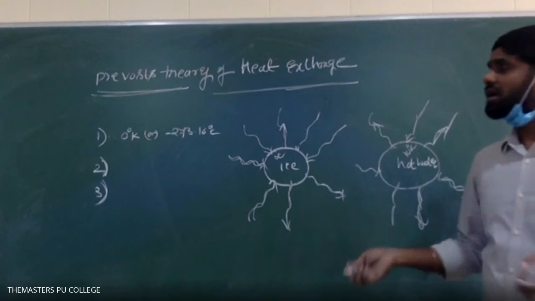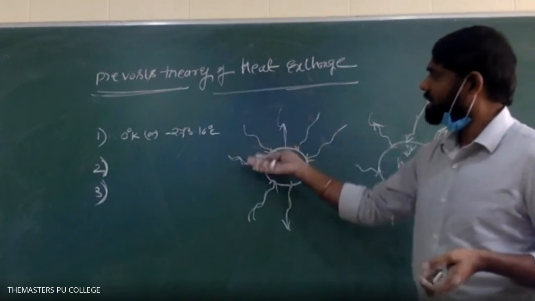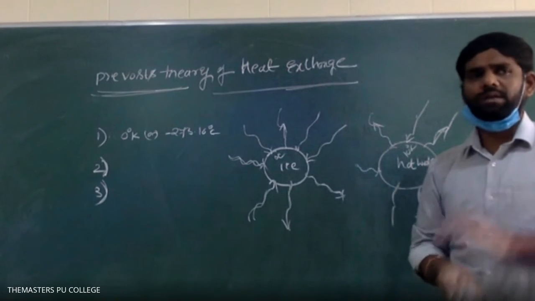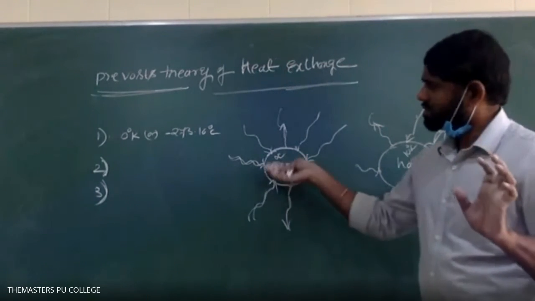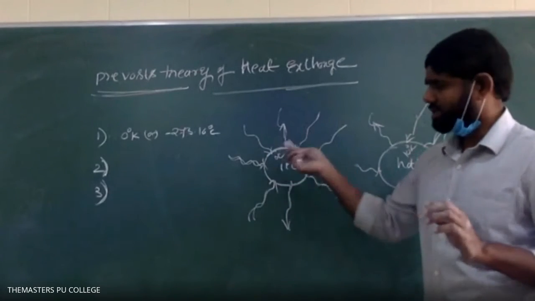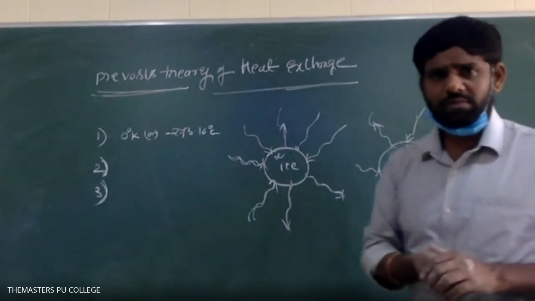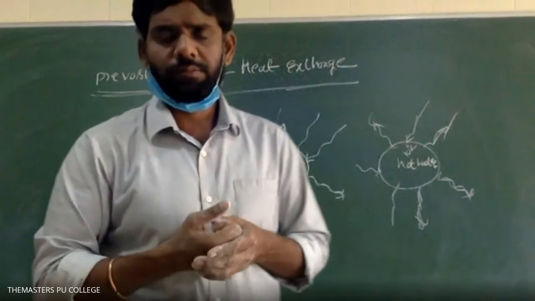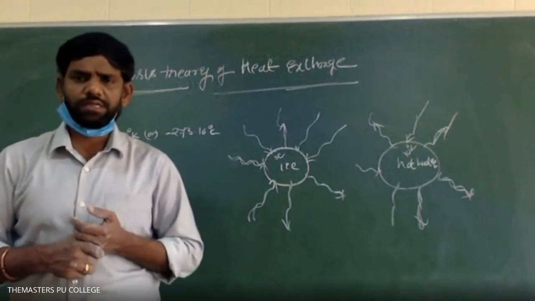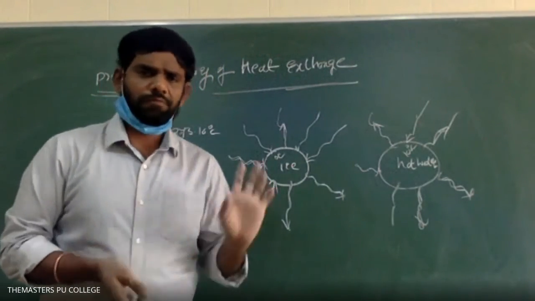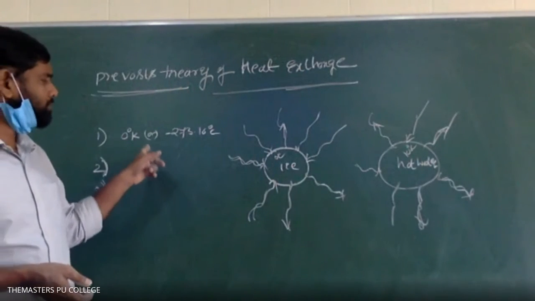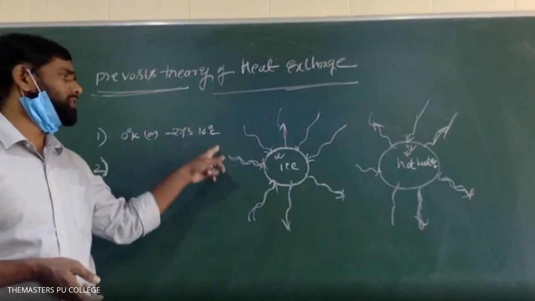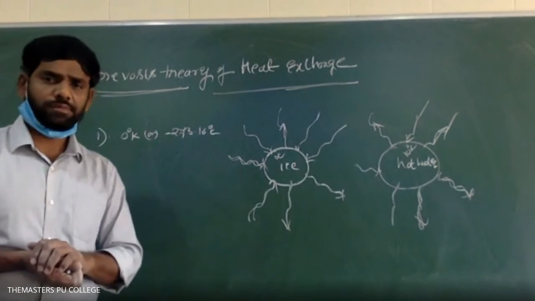So these are the three points in the previous theory of heat exchange. Got it? No need to write it down, it is just to have an idea about this. We are discussing that. Clear, students? Previous theory of heat exchange: every body emits thermal radiation except at 0 degree Kelvin, and it exchanges heat energy with the surroundings.